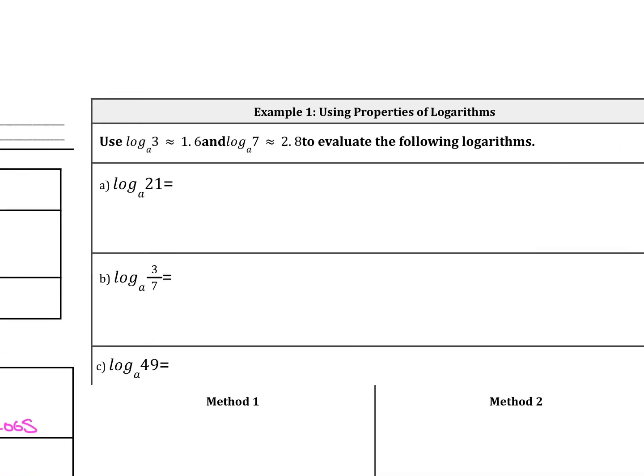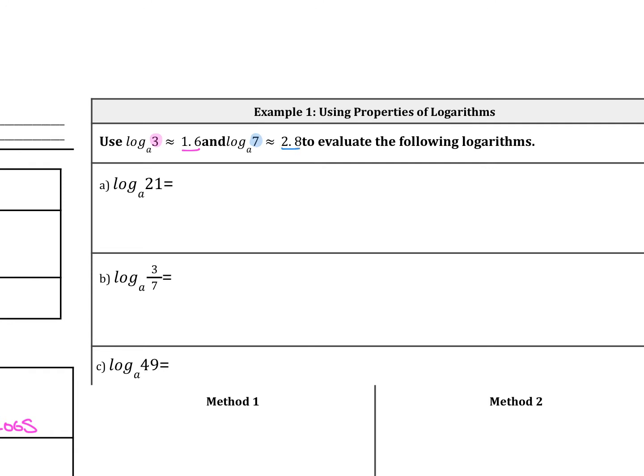So we have log base a of 3 is approximately 1.6. Log base a of 7 is approximately 2.8. We want to evaluate the following logarithms. So I'm going to highlight a couple things here. We know that log base a of 3 is 1.6, and then log base a of 7 is 2.8. Now I'm just highlighting the 3 and 7.